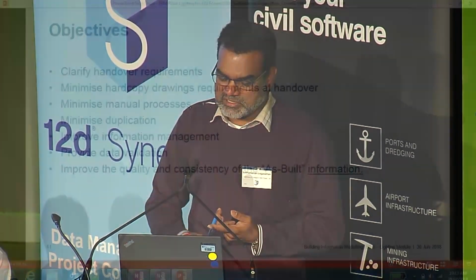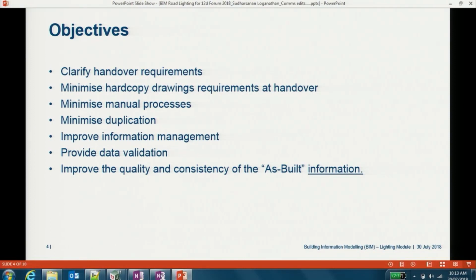So that was just a quick background on the lighting package. With the lighting package itself, the main objective is to clarify the handover requirements from the TMR side, to say, you please build this thing for us, but what do we get back? And we need to specify that in more detail. And minimize some of the hard copy drawings and manual processes that take place, minimize the duplication, and better manage the information that moves around from hand to hand. And at the end of the day, it's to improve the quality and consistency of the as-built information.